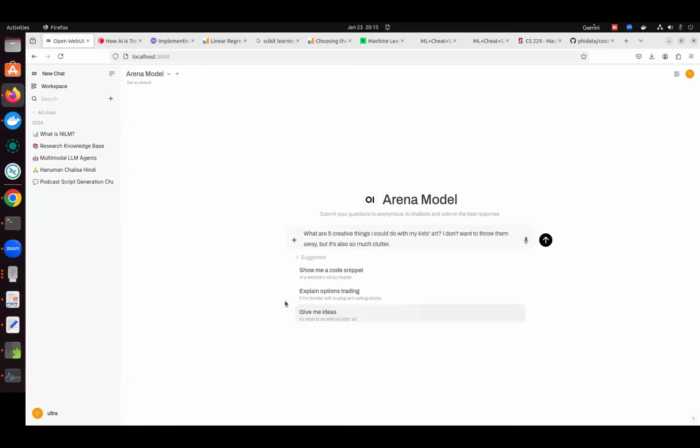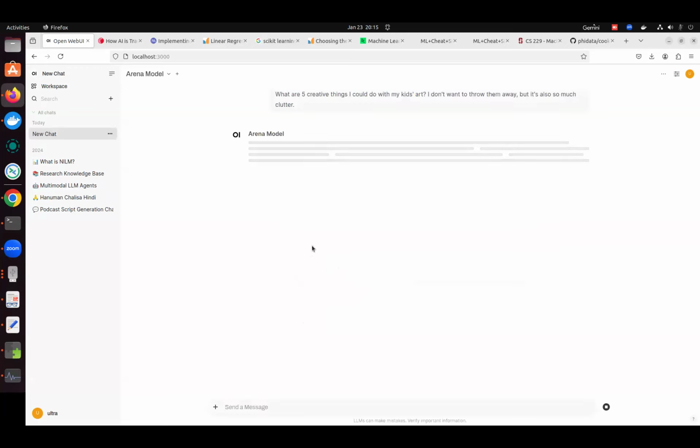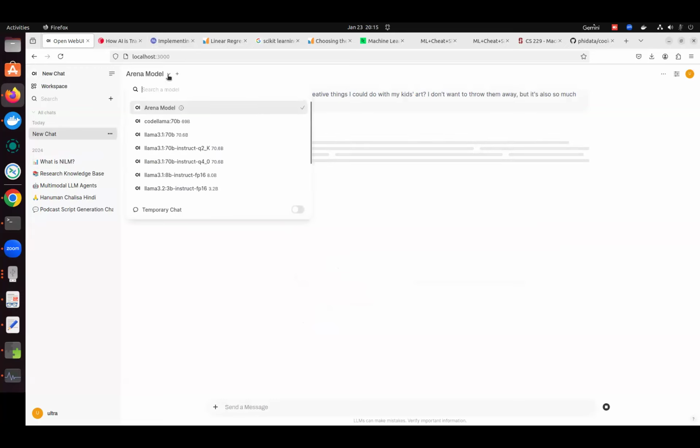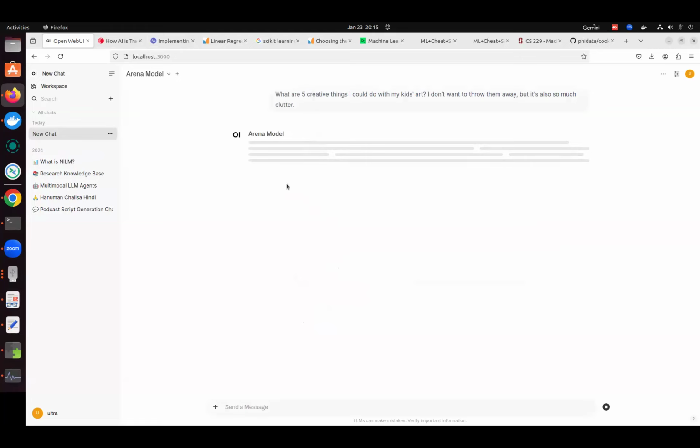Give me ideas. So I straight away asked a certain thing, but you can also have an option of selecting the models here. The previously loaded models on my machine are Llama 3.1, Llama 3.2, Llama 3.3, and Nemotron from NVIDIA. So these models are already loaded on my system.